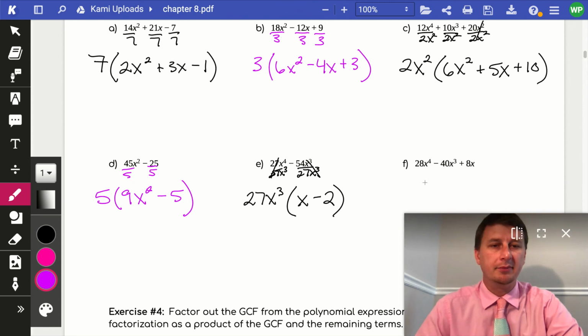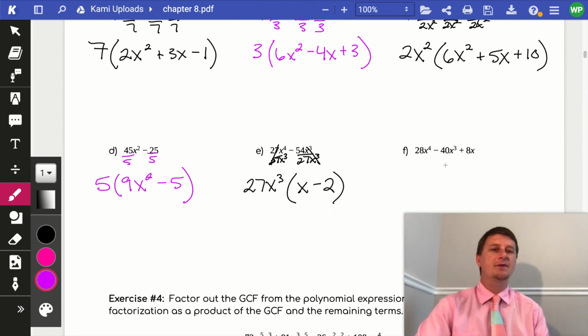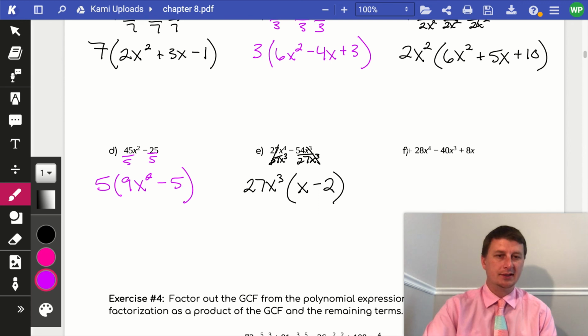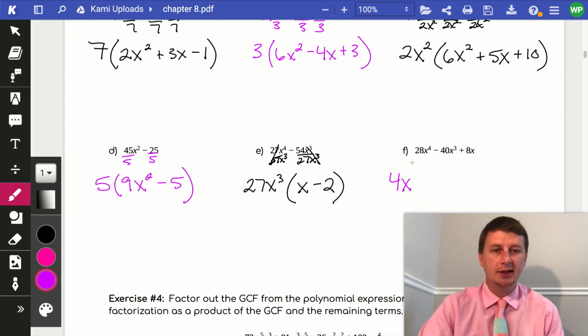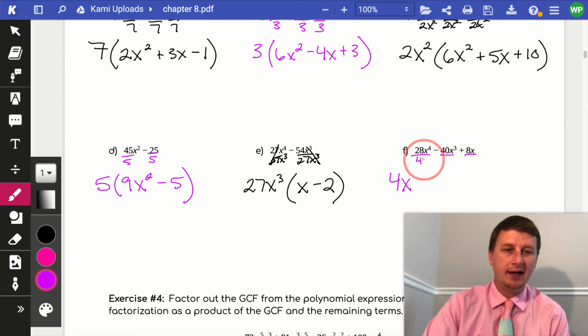And now finally in part F, we have 28x to the fourth minus 40x to the third plus 8x. The first thing we want to do is find the GCF of our coefficients. And the GCF of our coefficients is 4. And they all have at least one x in common. So my GCF of this entire expression is 4x. Now the way I get what remains inside my parentheses is I'm going to divide each term by 4x.